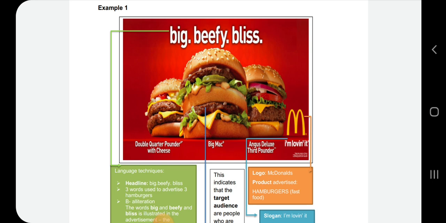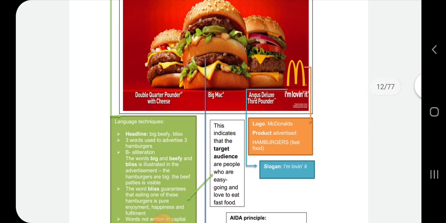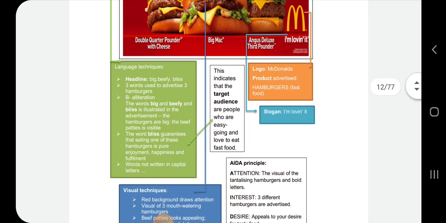So there's a language technique in this advert, which is the headline. Three words used to advertise three different burgers. Okay, and then there is a picture of these three burgers, and you can see everything inside this burger, and you'll be like, oh my god, that lettuce looks fresh, the patty, the big beef patty and all that. You can see the logo, the McDonald's, and the slogan: I'm loving it.